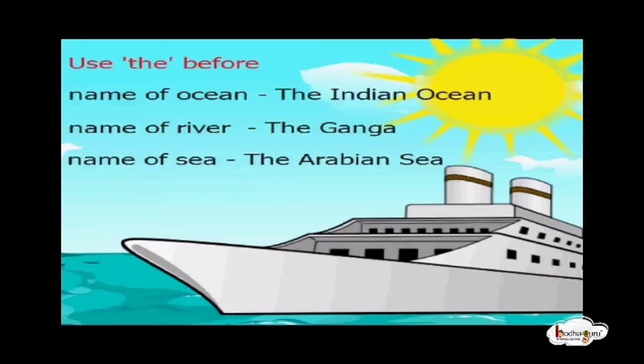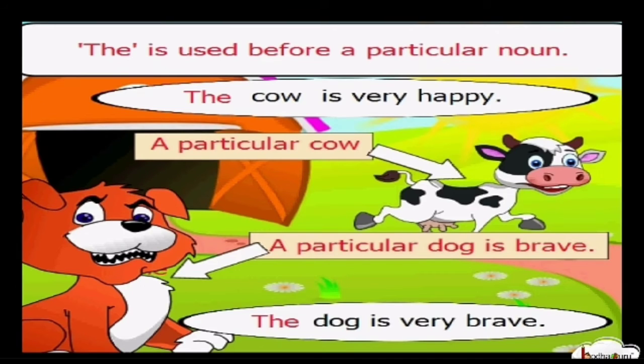Use the before the name of an ocean, river, or sea. Whenever we use the name of an ocean, sea, or river, we add the, like the Indian Ocean, the Ganga, the Arabian Sea. When we talk about a particular thing or animal, a person, etc., we use the. So let's revise quickly. The is used before a particular noun.